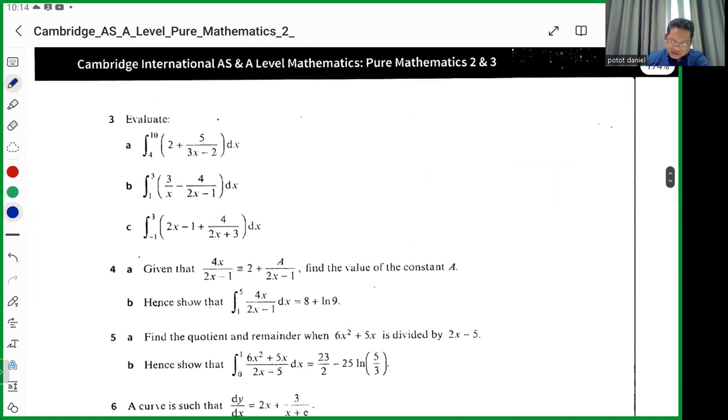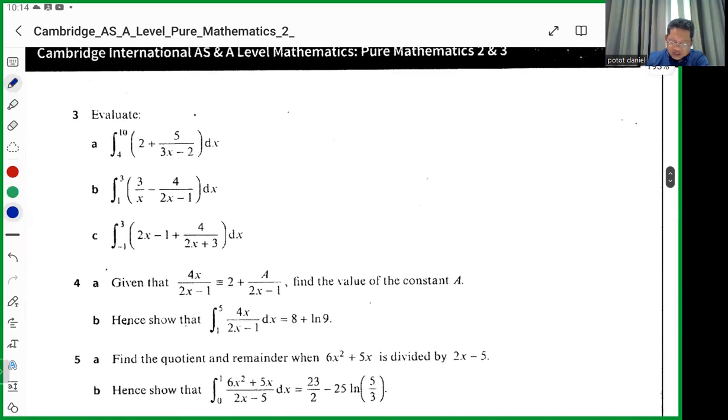So let's try to answer some of these questions. I'm going to take letter C because it looks a little bit more complicated. If you are able to do letter C, definitely you can do A and B. So let's do it. What you can do is simply take the integral of these three terms. The integral of 2x, okay? The integral of 2x is what? Oh my God. It is equal to 2.